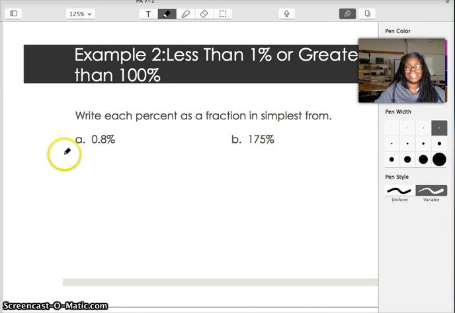Or when the percent is less than 1, it causes confusion because it looks like a decimal. It's like, what are we talking about here? So what we're going to do is show how to change both of these. So let's start off with part A.